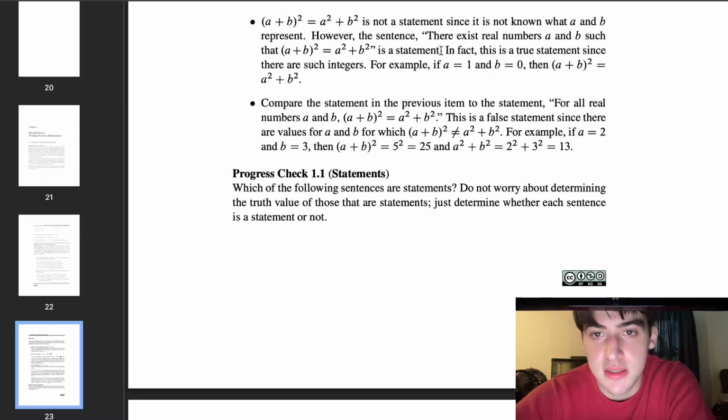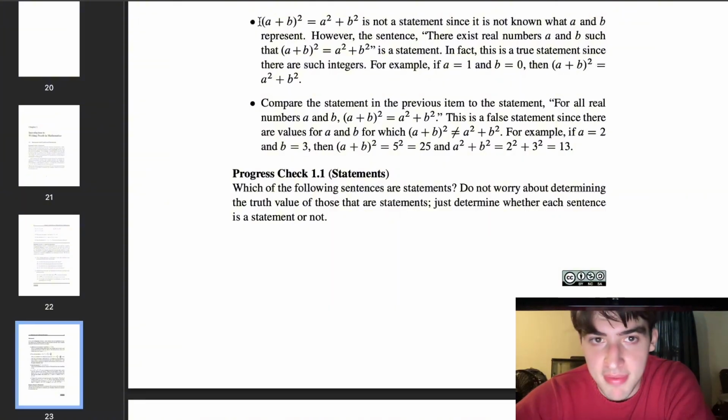However, the sentence "There exist real numbers a and b such that (a + b)^2 = a^2 + b^2" is a statement. Now, would this be a statement if every single solution, every single integer for each of these variables would yield an equality? Would that make it a statement?